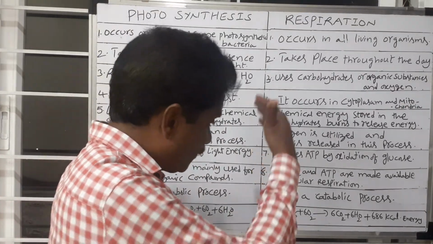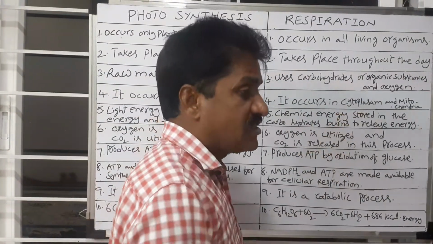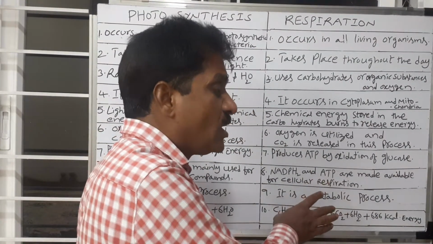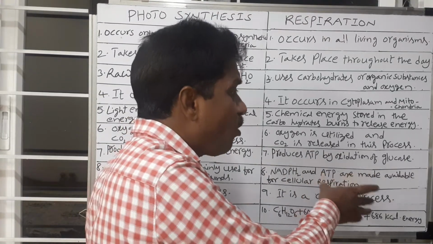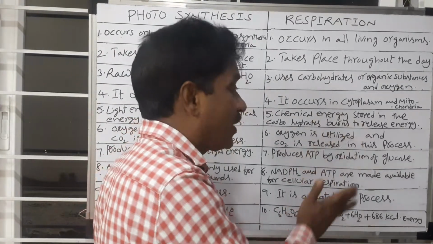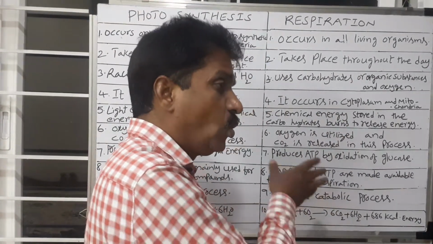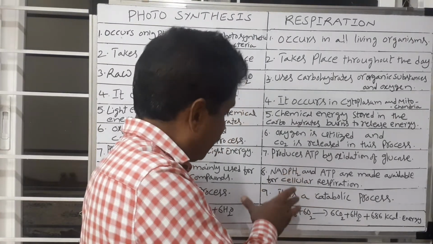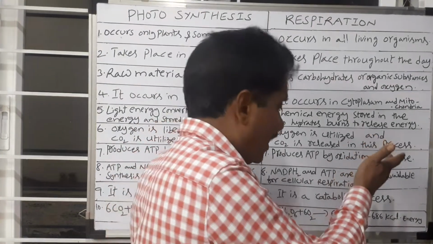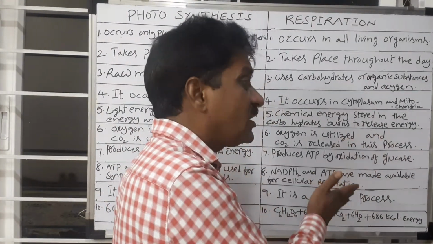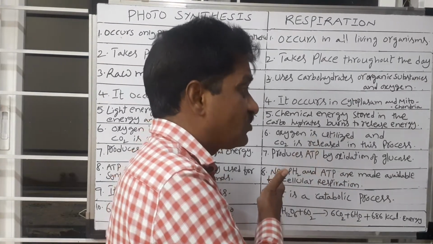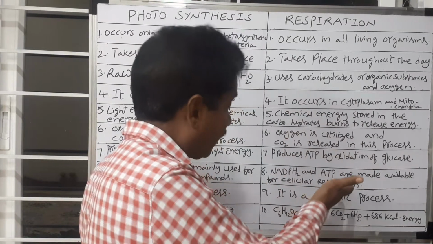But the respiration process is a catabolic process. Catabolic process means complex molecules are broken down into simpler ones, and some amount of energy is also released. So respiration is a catabolic process. In respiration, glucose is a complex substance. It is broken down into carbon dioxide, water and energy. Carbon dioxide and water are the simpler molecules. Glucose is a complex one. So respiration is a catabolic process.